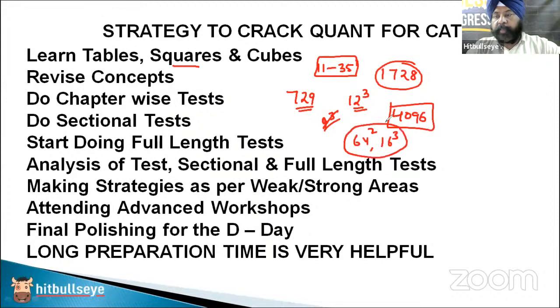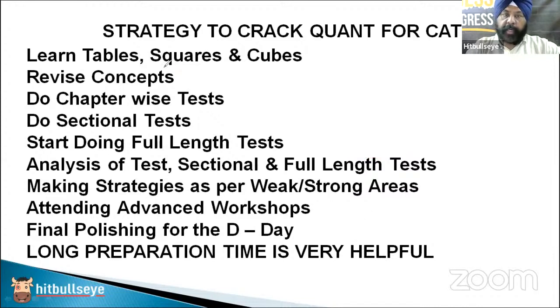Right? I hope you understand what is a perfect square or perfect cube. If you take the square root of it, it will become 64. If you take the cube root of it, it will become 16. Right, guys? So these are the basic numbers. For that, you should know tables from 12 to 19, squares from 11 to 35, and cubes at least till 15. These are the basic requisites to crack CAT.